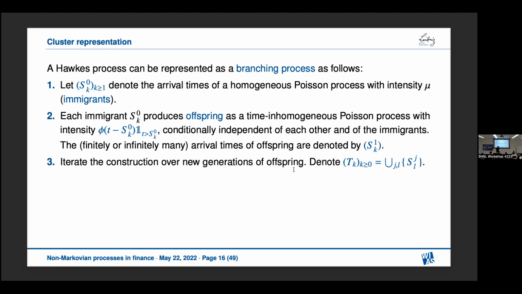And you see that there are clusters. Clusters basically denote all the offspring of one person, let's say of one immigrant. All the offspring that this immigrant produces is a cluster, but there are also generations. For instance, immigrants are generation zero, offspring of immigrants are generation one, offspring of particles of generation one are generation two, etc. And the process itself is the union of all those events.